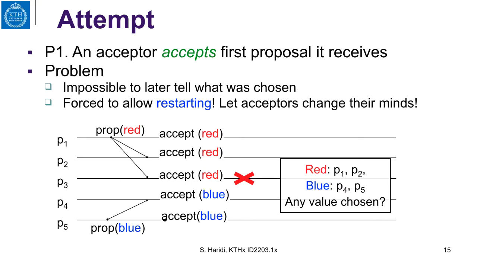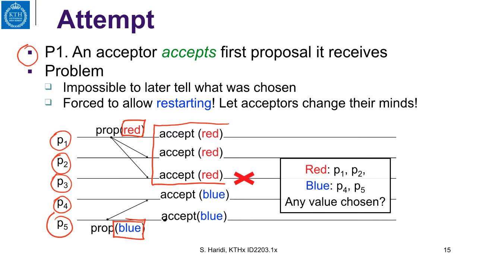So here's our first attempt. We say an acceptor accepts the first proposal it receives, but we have the following scenario. We have a set of acceptors, P1, P2, P3, P4, and P5. We have two proposers. One is proposing red, and the other is proposing blue. P1 to P3, the acceptors, accepted the red value. So we have a majority accepting the red value, so this is a chosen value. And we have P4 and P5 accepting the blue value. That is fine. An acceptor accepts the first proposal it receives.